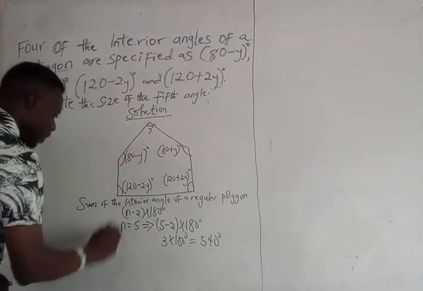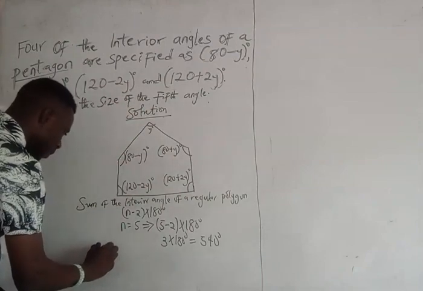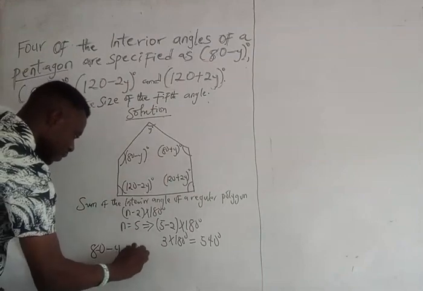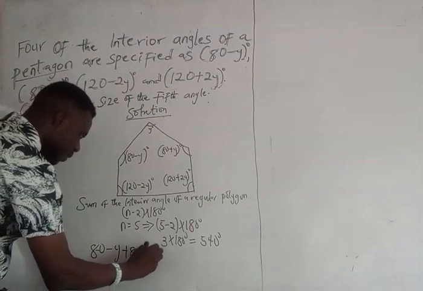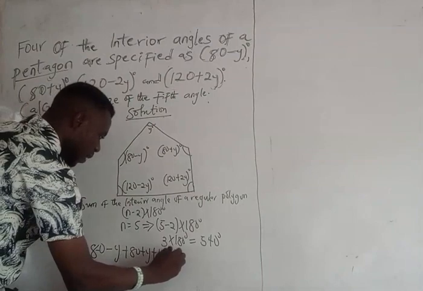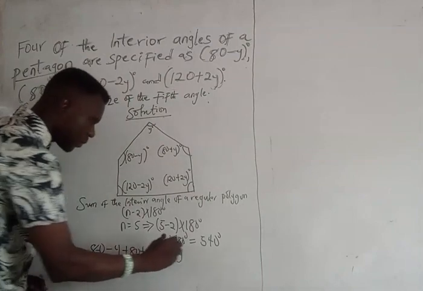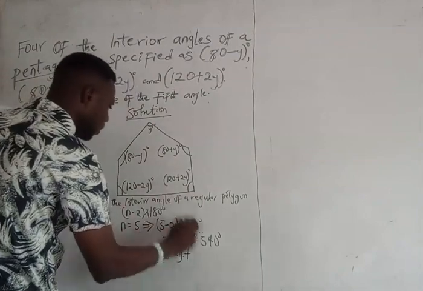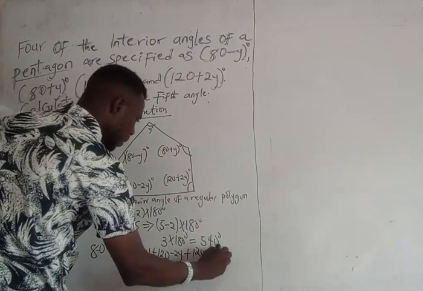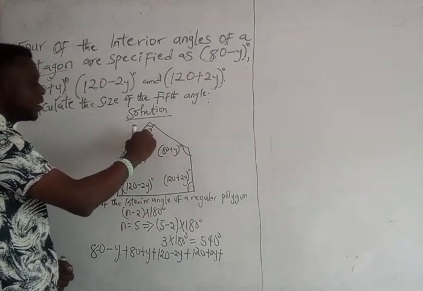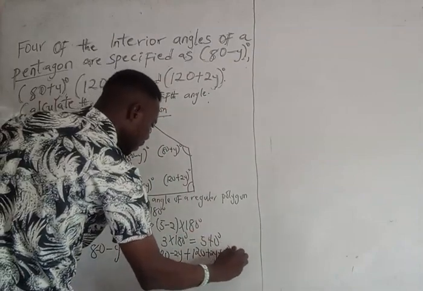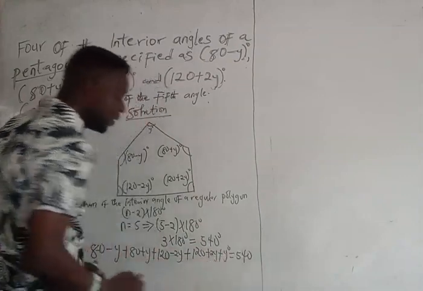Let's go. 80 minus y plus 80 plus y plus 120 minus 2y plus 120 plus 2y. Then you have to add the last one, which is the fifth angle, y degrees, and everything equals 540 degrees.